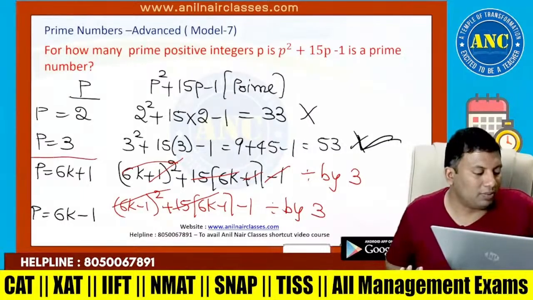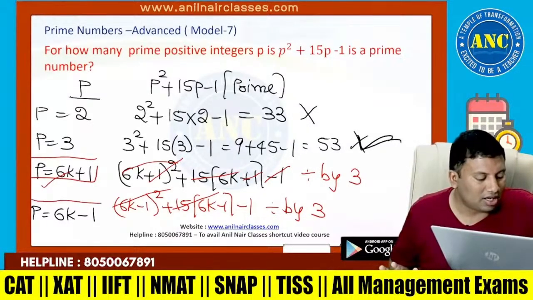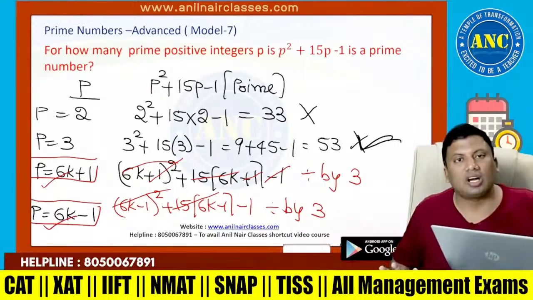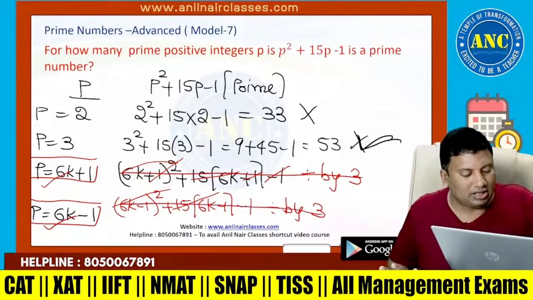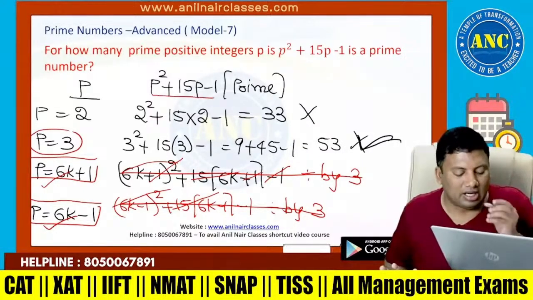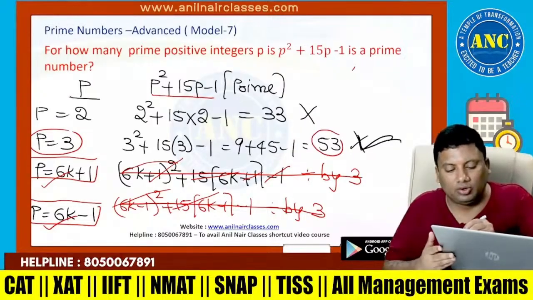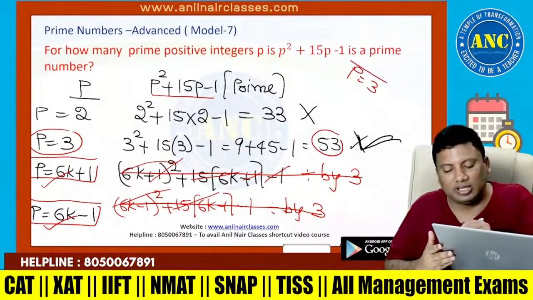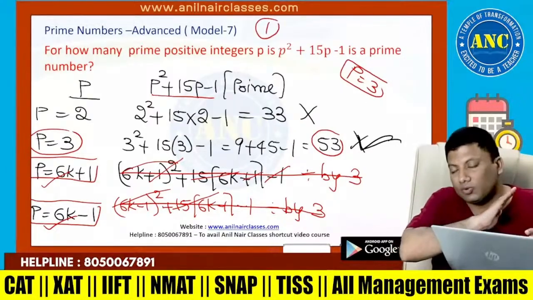Any prime number greater than 3 is of the form 6k plus 1 or 6k minus 1. Both result in the right-hand side being divisible by 3. So this cannot be. The value of p which makes this quadratic expression a prime number is nothing but p equal to 3. How many prime values can it take? 1. This is the beauty of our classes.